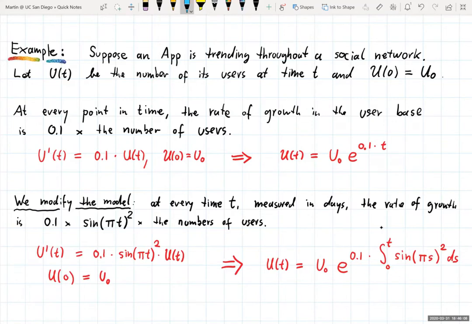So let us presume that t is measured in days. The rate of growth is still proportional to the number of users, but this time it is 0.1 times sine of pi of t to the square times the number of users. Now, where does the sine pi of t to the square come from?